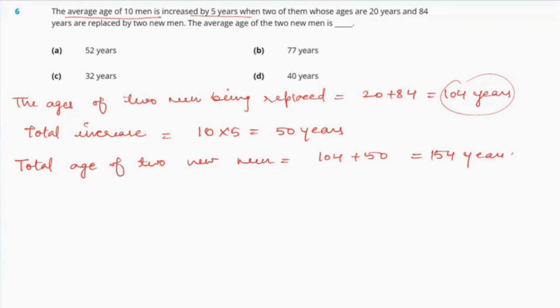Now we need to calculate the average age of the two new men who are going to be added. The average age is going to be 154 divided by 2. When we solve it, we get 77 years. So that is going to be our answer. Now the next one.